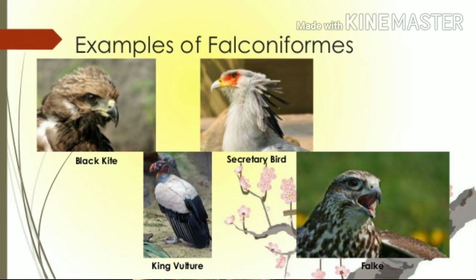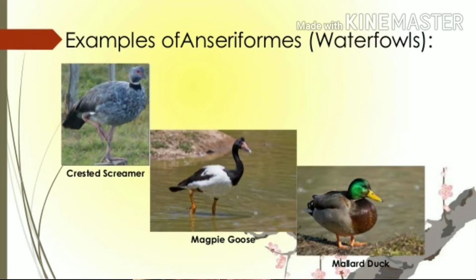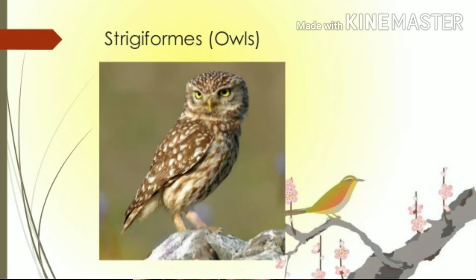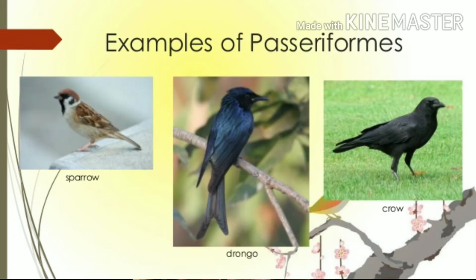These are a few orders of birds. Falconiformes, these are the birds of prey or the raptors. Anseriformes, these are the ducks and geese. Strigiformes, these are the owls. And the Passeriformes, the songbirds, and there are 25 more orders. That's all for the class Aves.